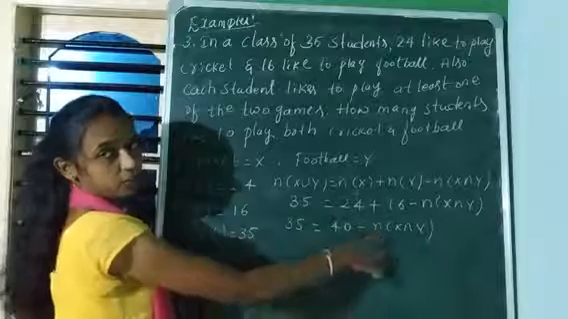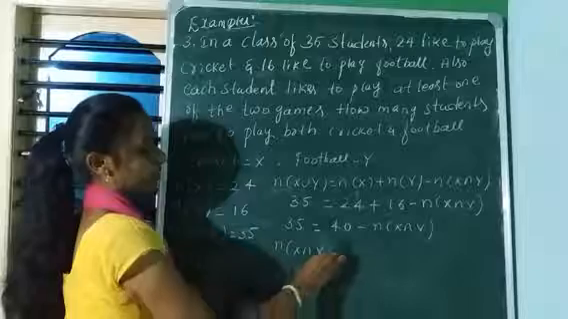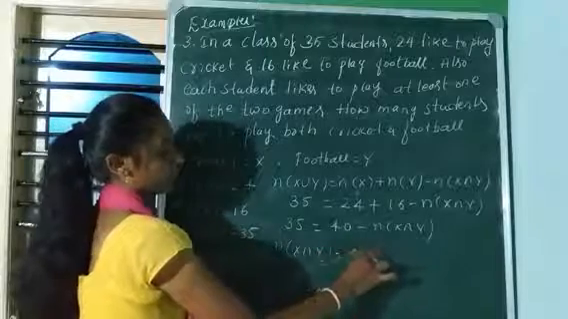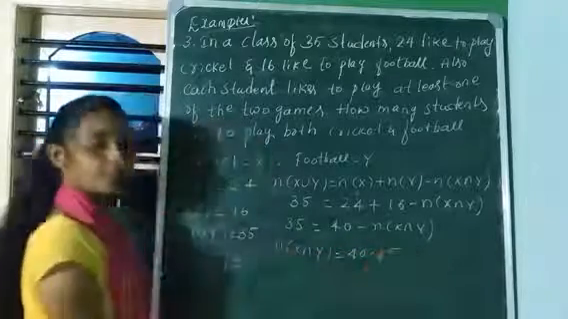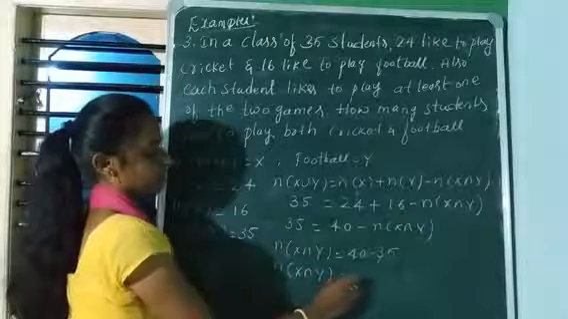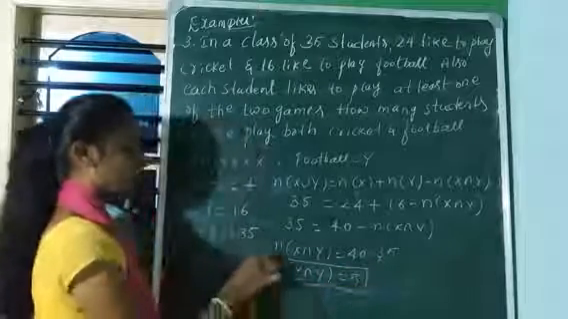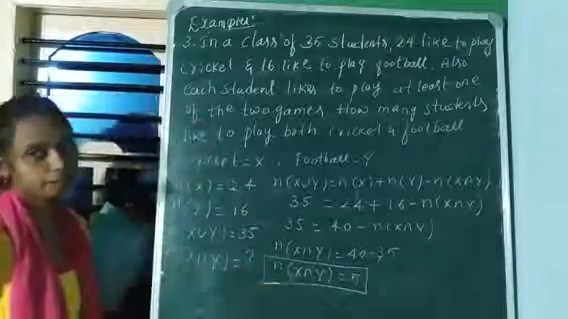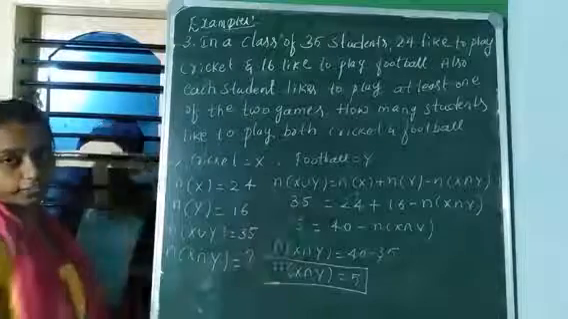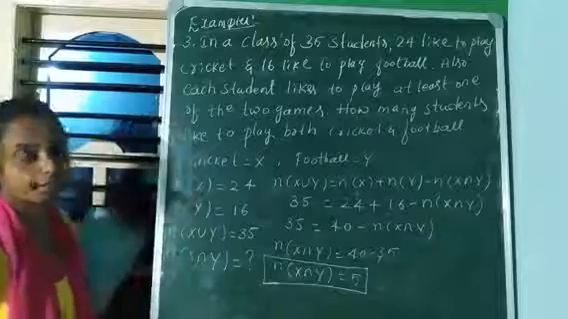Anyway, this is a negative, take it to the side. So negative will be a positive. N of X intersection Y is 40 minus 35. Therefore, n of X intersection Y is equal to 5. So there are only 5 students who like to play both cricket and football. Out of 35, only 5 students like to play both cricket and football.